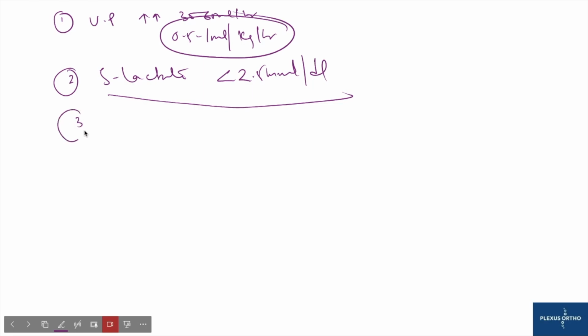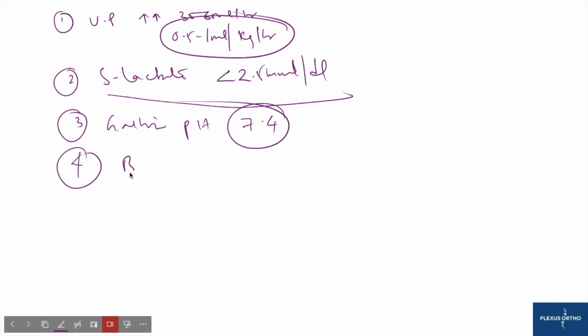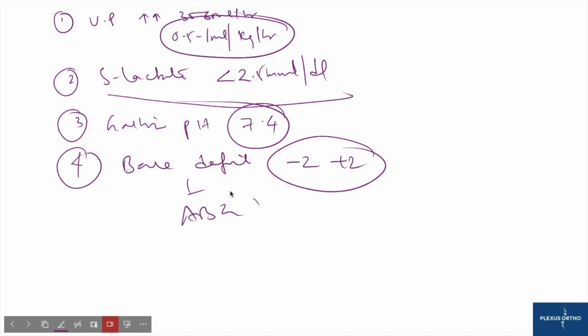The third thing indicative of resuscitation is gastric pH. This can be measured. This is a very sensitive criterion. When gastric pH returns to 7.4, it indicates that the patient has been revived or resuscitated. Then the base deficit. The base deficit should be between -2 and +2. This can be done by an arterial blood gas analysis.